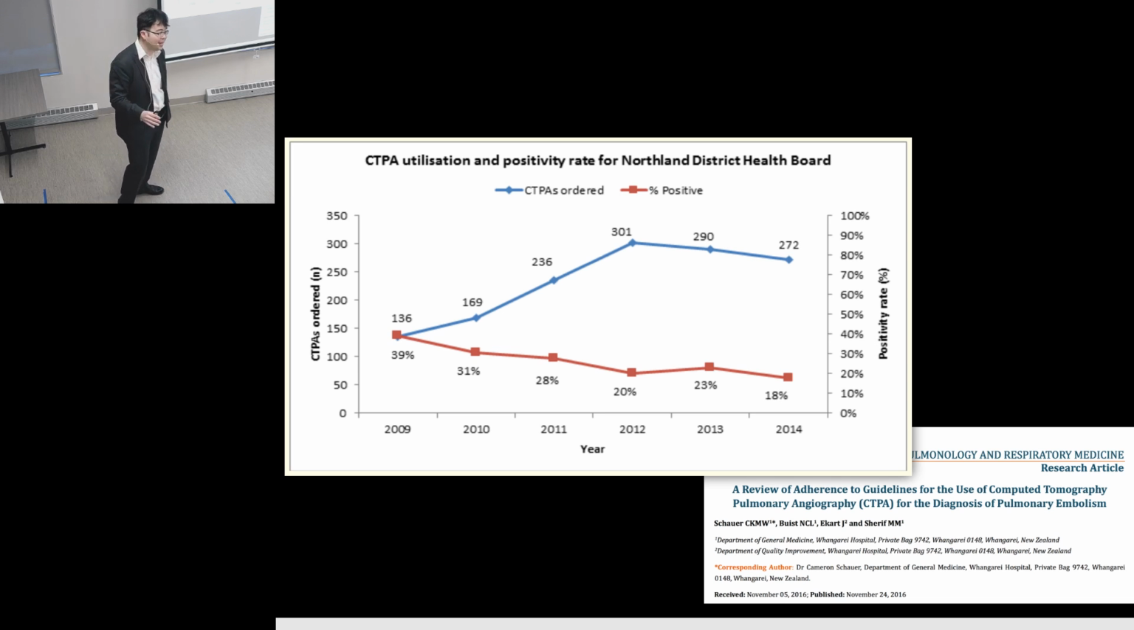Just to define that, because sometimes I get questions about what yield means. Positive rate means, of the tests, let's say we order 100 tests, how many come back as positive? It started out in 2009 at 39%. Think about that, almost half the scans having some sort of finding, and it steadily decayed down to about 18% by 2014.